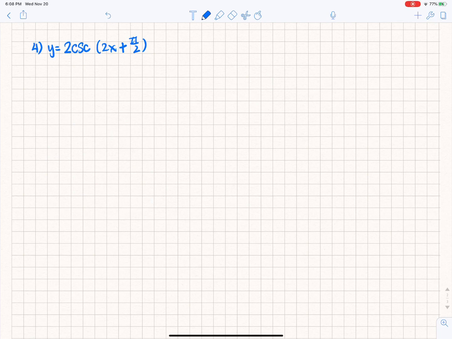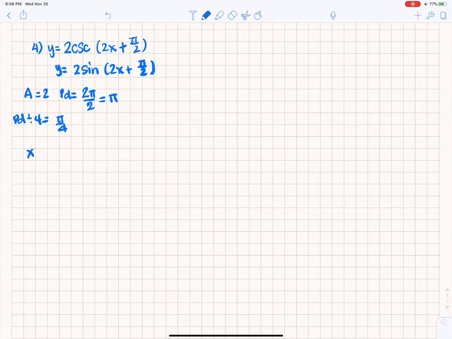Number 4. Y equals 2 cosecant 2x plus pi over 2. Cosecant is the reciprocal of sine, so we're going to change the problem into sine first. A here is 2, and the period, 2 pi over b, is pi. Divide the period by 4, so pi over 4. You're going to count by pi over 4: 0, 1/4, 2/4, 3/4, 4/4. Sine starts at 0, 2, 0, negative 2, 0.